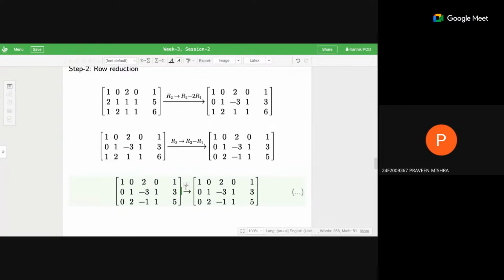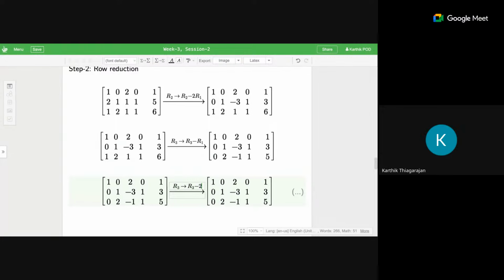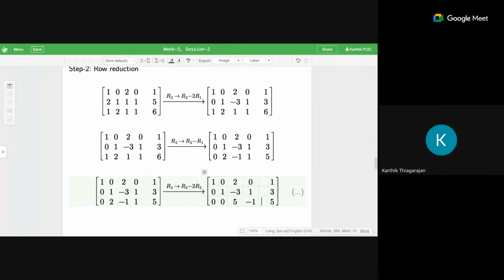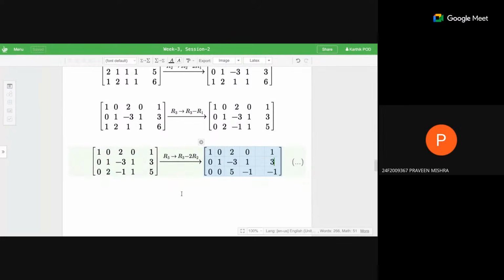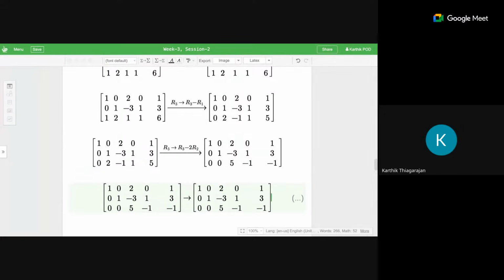R3 minus 2 times R2. R3 is R3 minus 2 times R2. Okay. So this is 0. This is -1 plus 6, right? So what is that? Plus 5. This is 1 minus 2, correct? -1. This is 5 minus 6, which is -1. Is this correct so far? It looks okay. If it is wrong, let me know. What should this be?